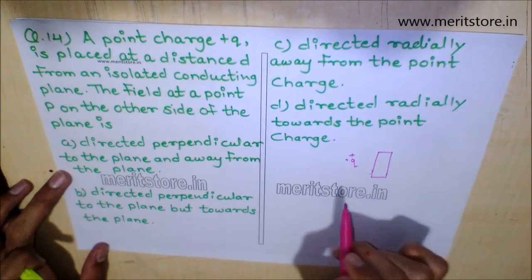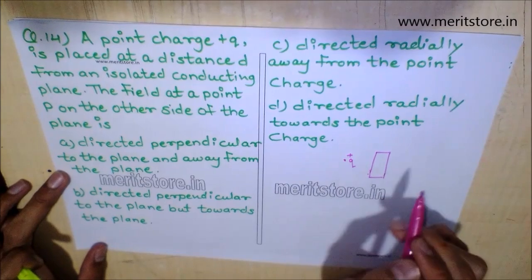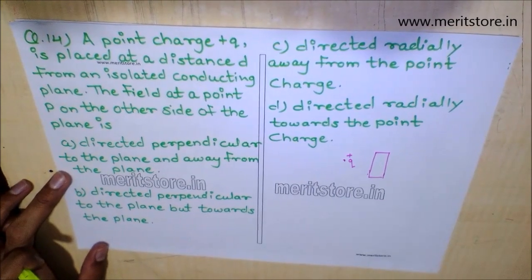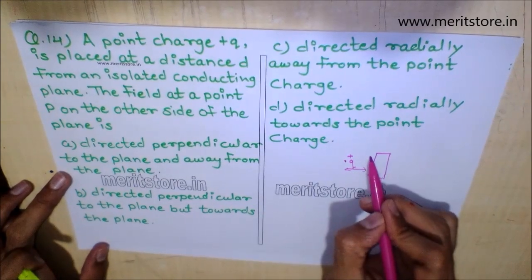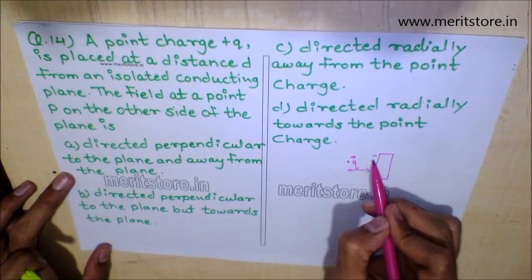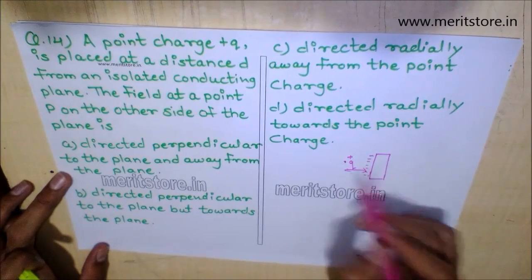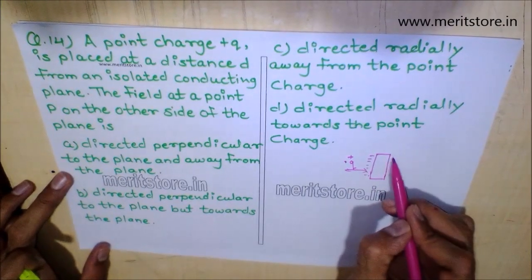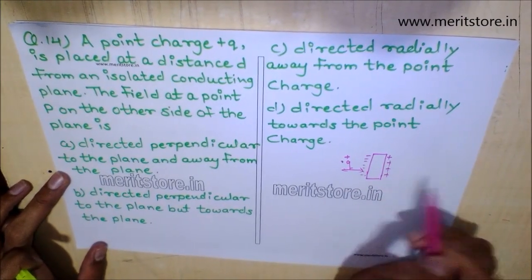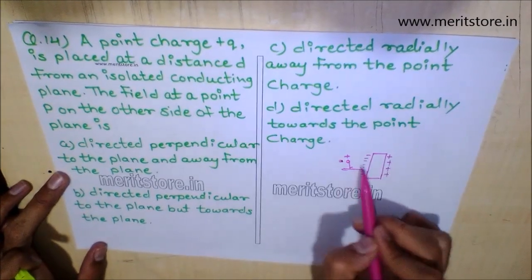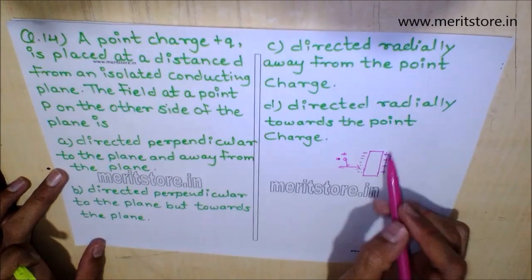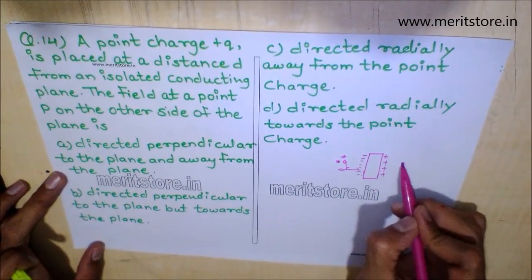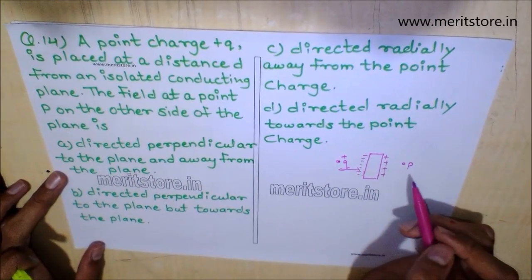Whenever we have a positive charge kept at a distance from the conducting plate, the plate itself generates an equal and opposite charge on that plate, and as a result on the other side of the plate the opposite charge is generated. So if this is plus, negative charge is developed on one side of the plate, and on the other side of the plate the positive charge is developed. We have a point P on the other side of the plane as well.